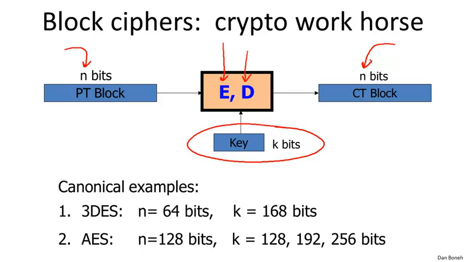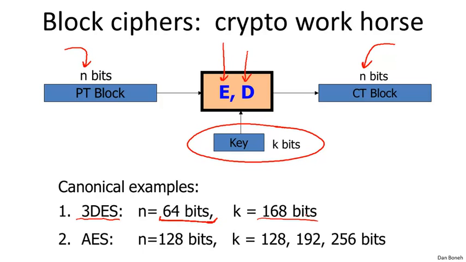Now there are two canonical examples of block ciphers. The first one is called triple DES. In triple DES, the block size, namely the number of input bits, is 64. So triple DES will map 64-bit blocks to 64-bit blocks, and it does it using a key that's 168 bits long. We're going to talk about how triple DES is built in the next segment.